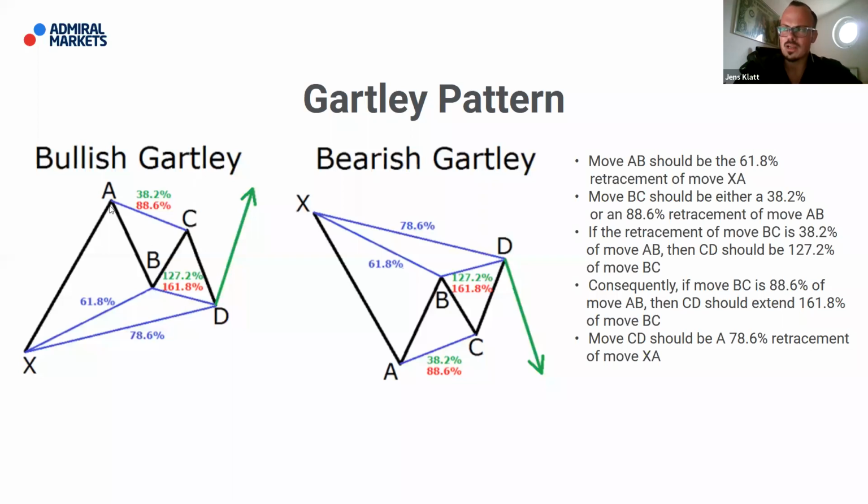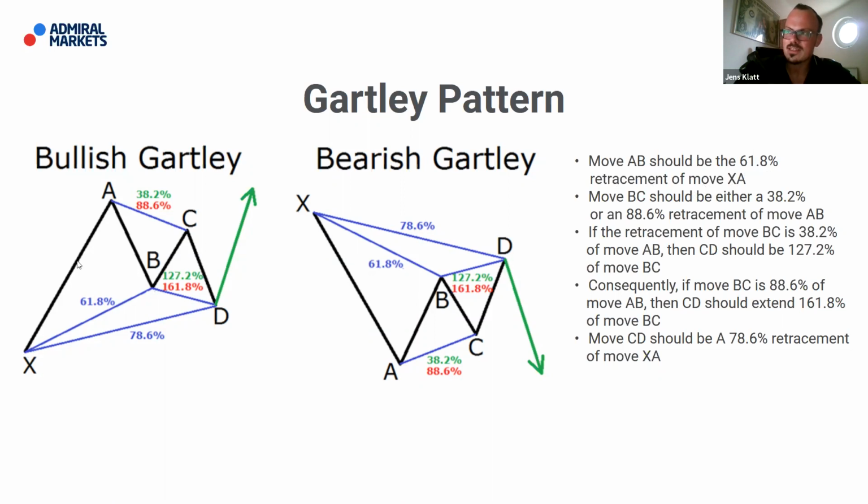And in the case of a Gartley pattern, you can also see that if you have a starting point X here, for example, you go up to A, which is very important here. You can see this in the first point. You move from, in this case, AB, which should be a 61.8 retracement of move XA.